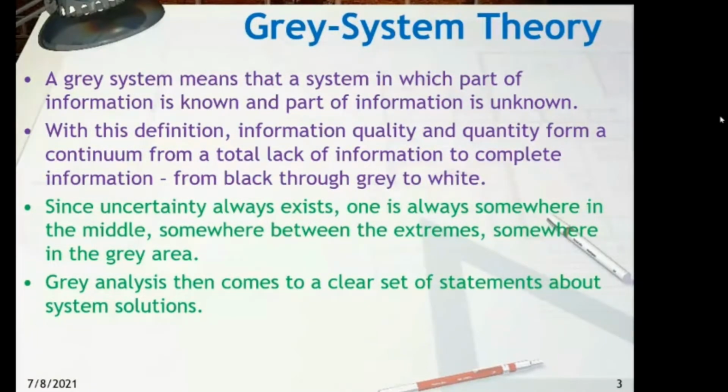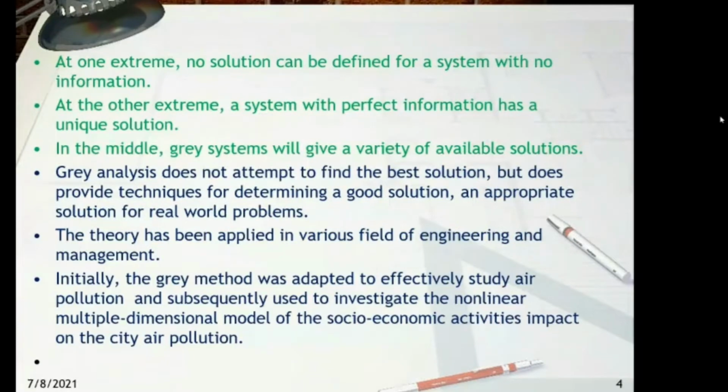So the gray analysis comes to a clear set of statements about the system solutions. At one extreme, no solution can be defined for a system with no information. At the other extreme, a system with perfect information has a unique solution. So when you know the perfect information, we will have the unique solution. But in reality, we don't know the perfect information, so whatever we get is not the exact solution.